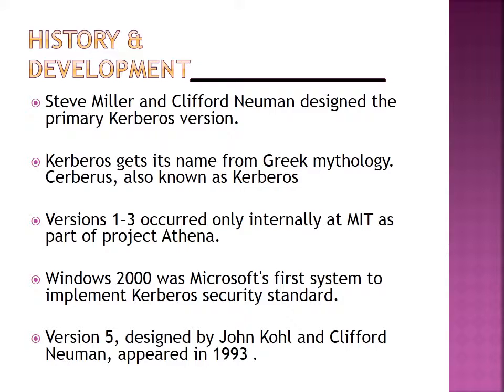Several versions of the protocol exist. Versions 1, 2, and 3 occurred only internally at MIT. Windows 2000 was Microsoft's first system to implement the Kerberos security standard. Kerberos version 5 was designed by John Kohl and Clifford Neuman, and appeared in 1993 with the intention of overcoming existing limitations and security problems.